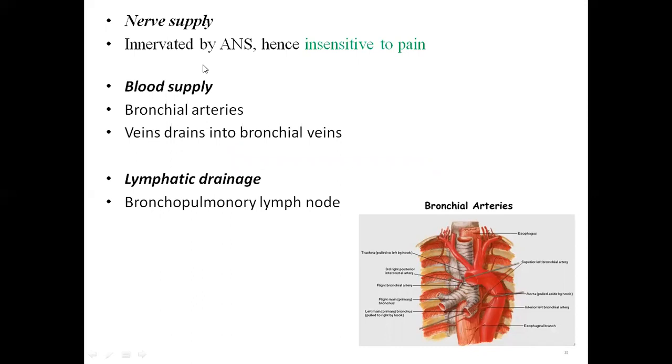Nerve supply of this pleura: talking about the visceral pleura, it is innervated by the autonomic nervous system, and it is insensitive to pain. Blood supply is by the bronchial arteries. Bronchial arteries are arteries which supply the bronchus. Meanwhile, they also supply the pleura. And veins drain into bronchial veins. Lymphatic drainage is to the bronchopulmonary lymph nodes, which are located at the bifurcation of the trachea.